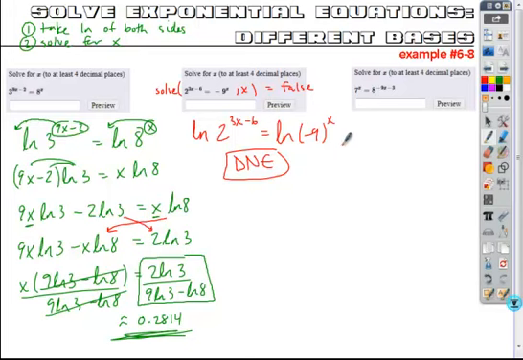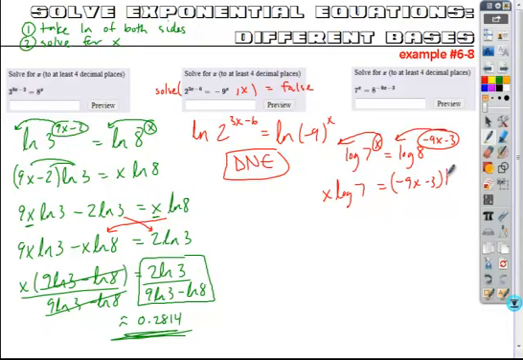Now, for this example, I'm going to show you with the common log. You can choose either one. So let's say I take the common log of both sides. So log of 7 to the x is equal to log of 8 to the minus 9x minus 3. We then use the properties of logs, move your powers out front. You get x log 7 and negative 9x minus 3 times log 8. We need to distribute our log 8. So we get negative 9x log 8 minus 3 log 8.